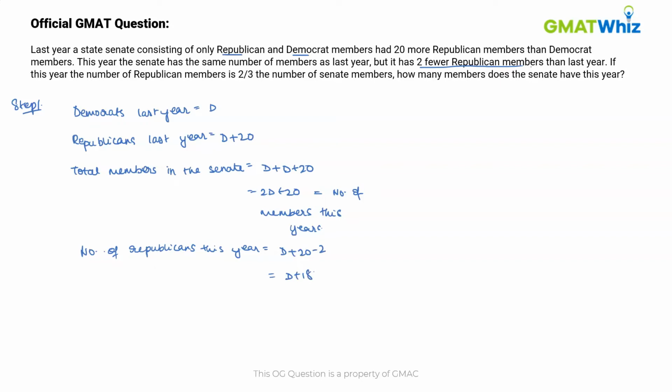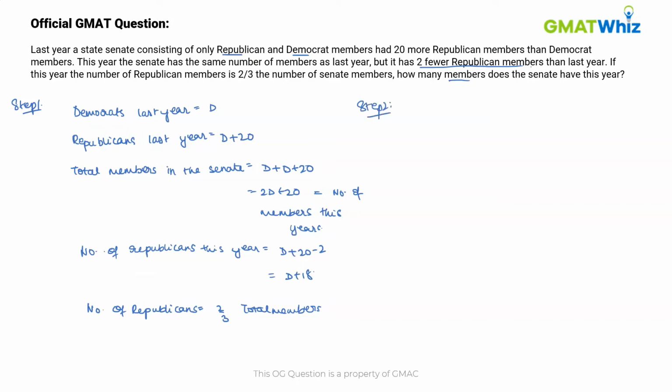We are also given that this year the number of Republican members is 2/3 the number of Senate members. That means the number of Republicans is equal to 2/3 the total members. We have to find out the number of members the Senate has this year. Now, this is all the information that we can get from step 1. Let's move on to step 2.